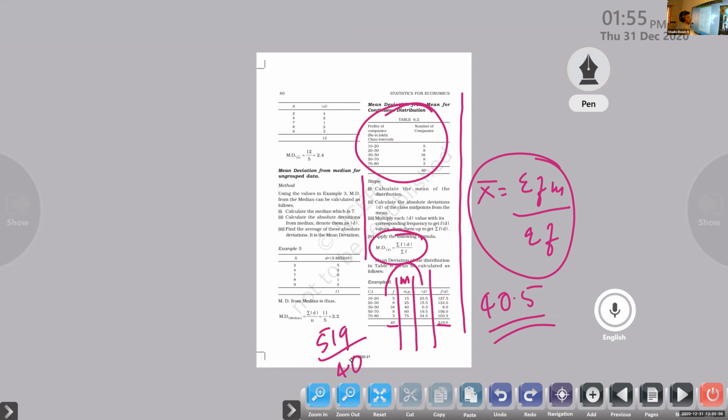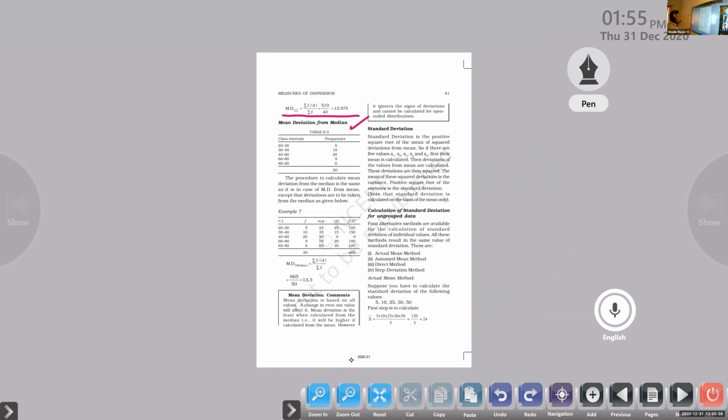So that's what we discussed in the last class, and I gave 2 homeworks for you. Many of you completed that in the class itself. Now we are moving to the next topic, mean deviation from median. First of all, we want to find the median, yes or no?